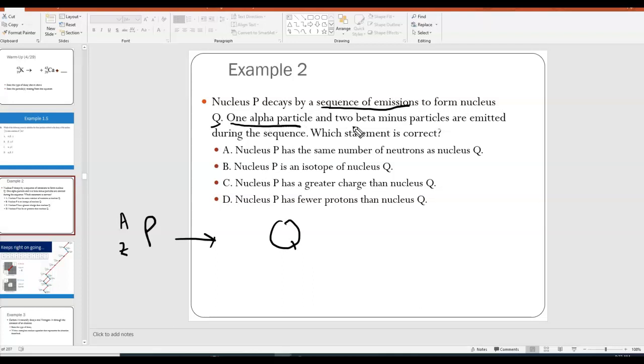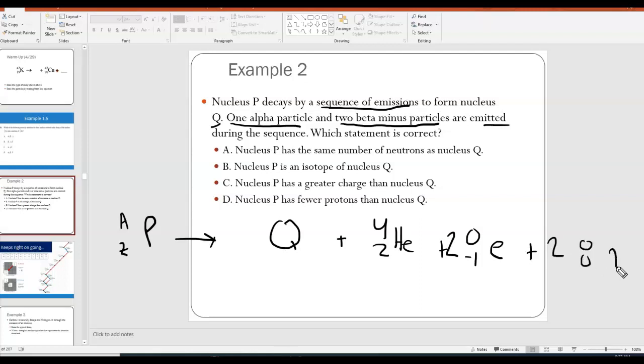1 alpha particle and 2 beta minus particles are emitted during the sequence. Okay, so that means as products, I also have 1 alpha particle, which is 4, 2 alpha, plus 2 beta minus particles. Okay, so I'm going to have 2 out in front, electrons. Now, I guess I should also have 2 antineutrinos, but that doesn't really matter because it doesn't change any of the numbers I need. Now, which statement is correct?